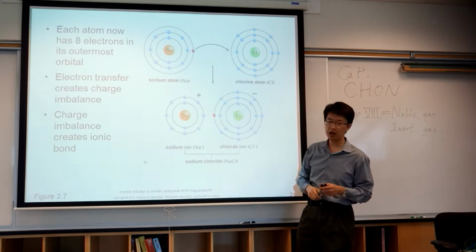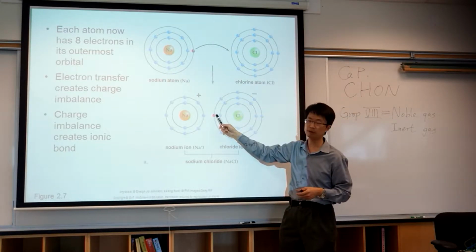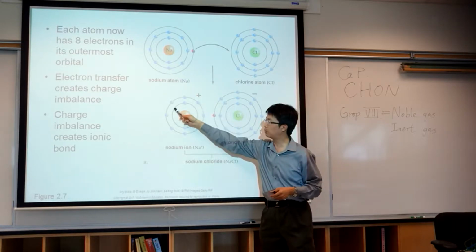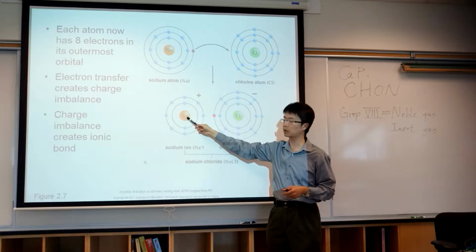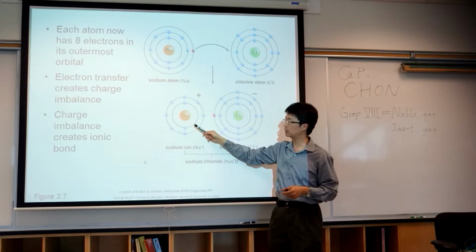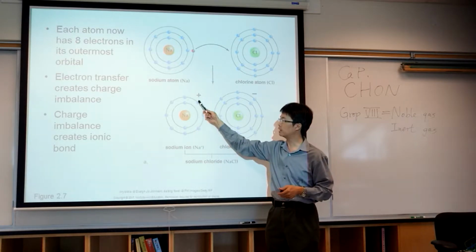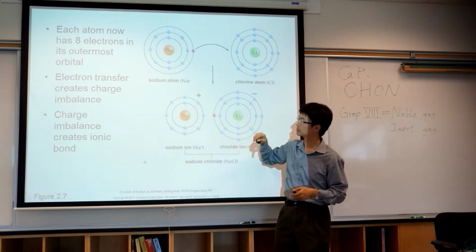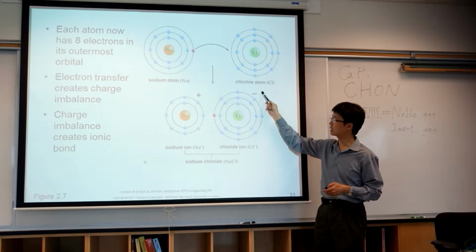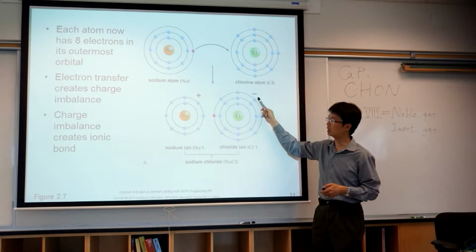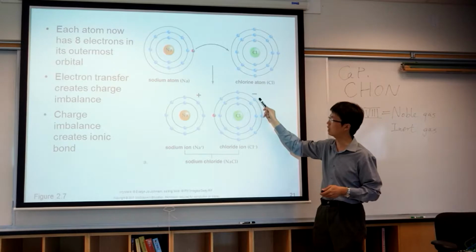The reason we call it an ionic bond is that after the sodium gave the 1 electron from the outermost shell, it becomes positively charged. Why? Because the number of protons in the sodium remains unchanged, but it has 1 less electron. Because of that, it becomes 1 positive. Chlorine becomes negatively charged. We call it a positive ion for sodium and a negative ion for chloride.